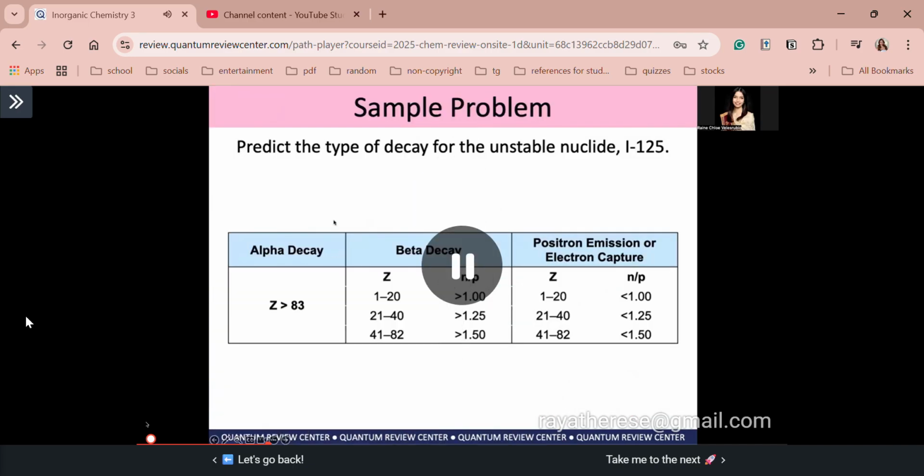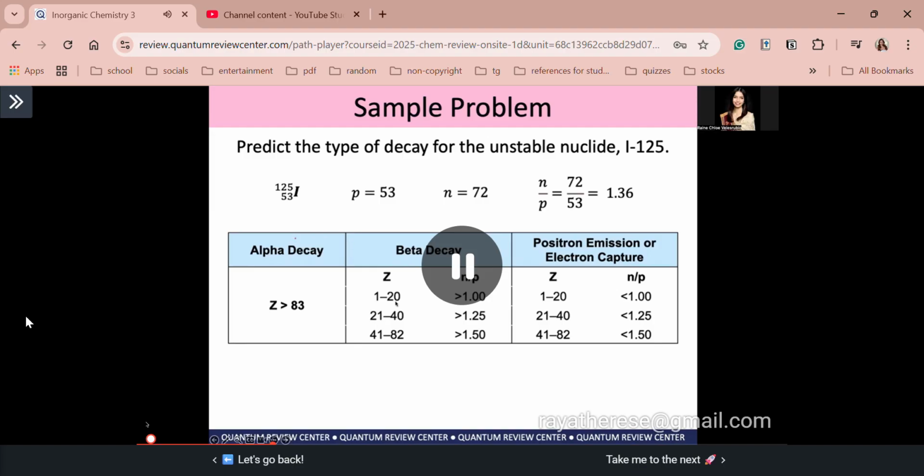With that, let's try the sample problem. Predict the type of decay for the unstable nuclide I-125. So sabay-sabay muna tayo. So the number of protons for iodine is 53. Number of neutrons is 72, since 125 minus 53 is equal to 72. Next, let's find the N/P ratio. So let's just do 72 over 53, equal to 1.36.